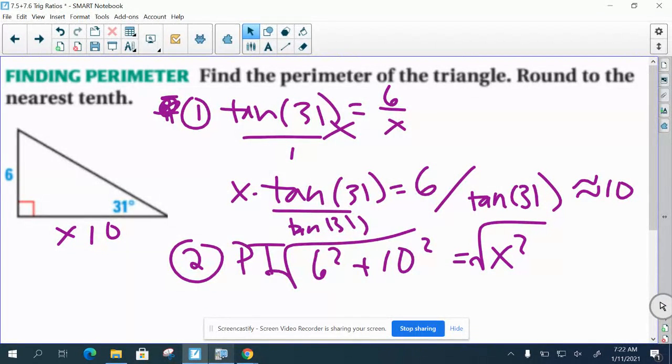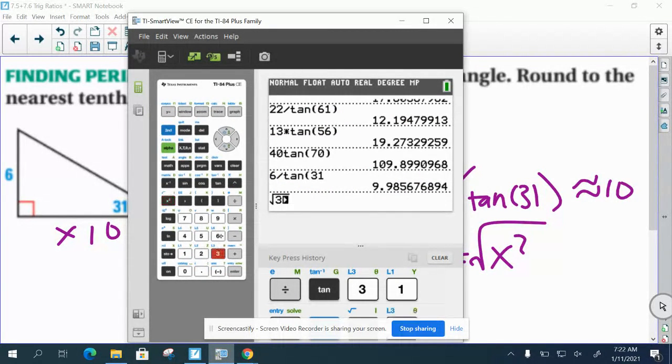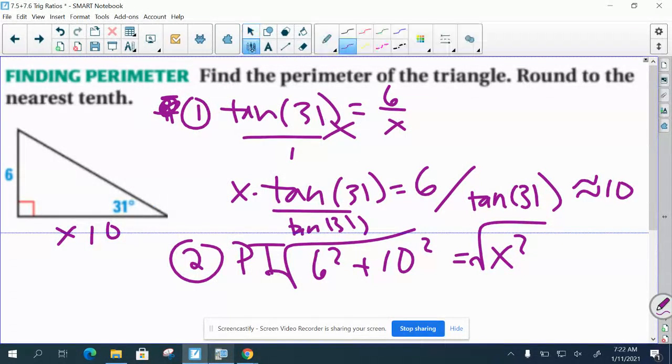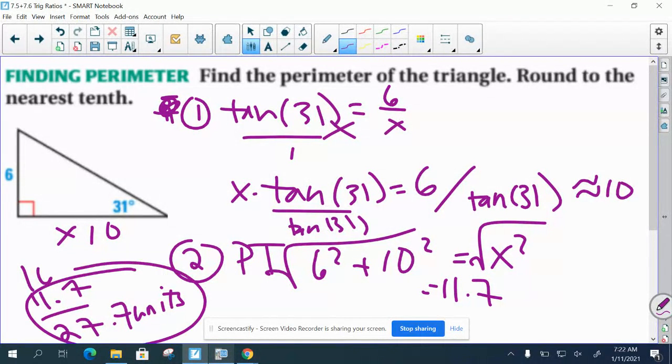So the simple way of plugging this into my calculator would be just to do the square root of 36 plus 100, which is 11.7. Okay, and then you would add them all up. So 16 plus 11.7 gives us 27.7 units. So that would be the perimeter of that triangle using the tangent ratio.